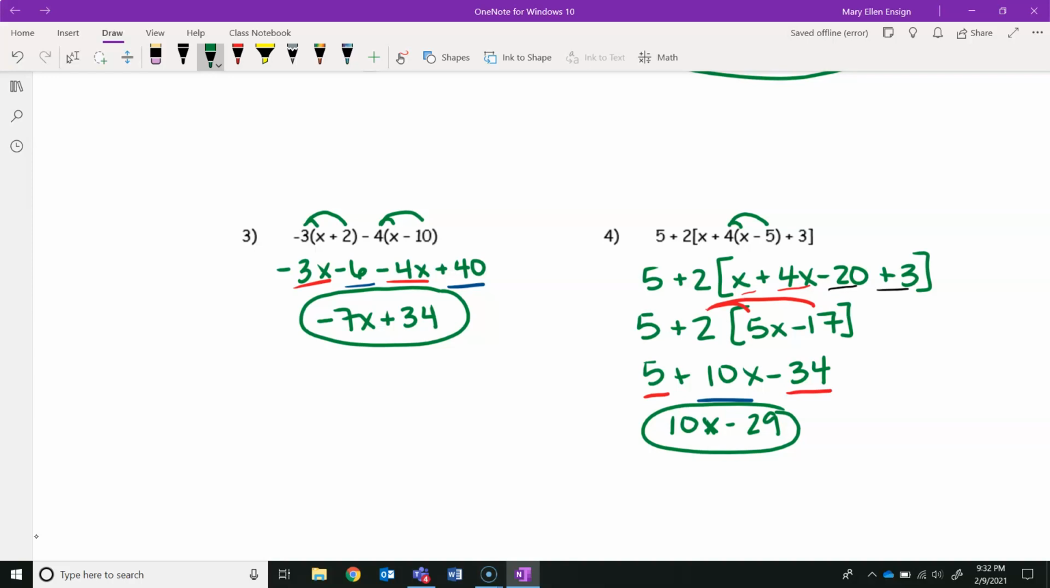Now here's one of those things where it looks very tempting to add 5 plus 2, but we have to distribute this first, okay? We always have to distribute that first to get rid of those parentheses or grouping symbols. So I distribute that 2 through. I get 2 times 5x plus 10x minus 34. You can see here that I underlined like terms, so I get 10x minus 29.